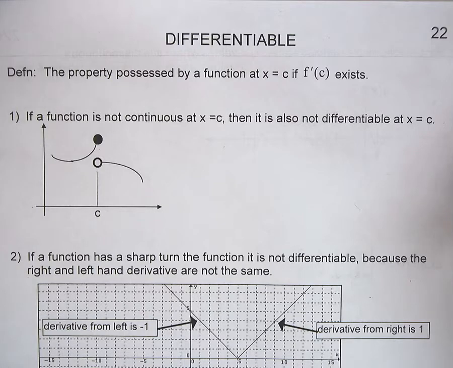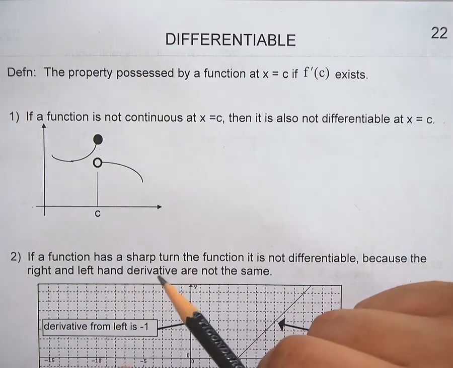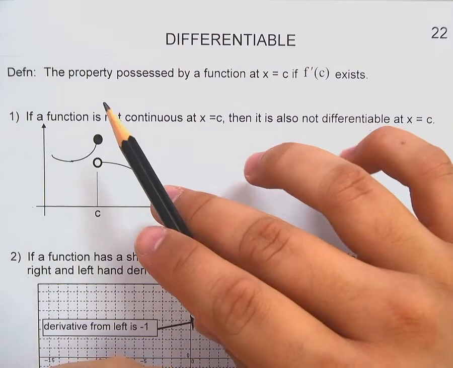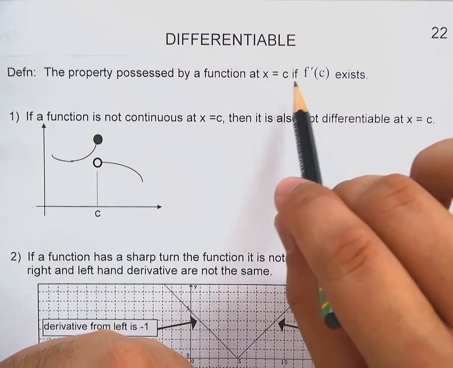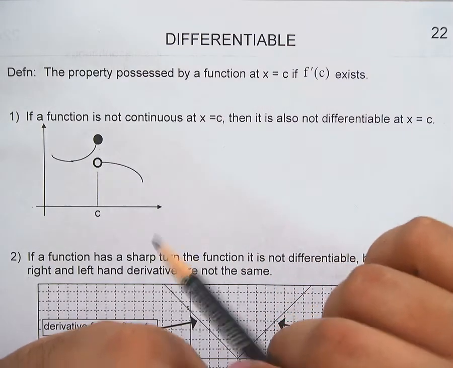Okay, so let's talk today about a dirty little D word of calculus, differentiable. Differentiable means that it has a derivative. If something is differentiable, it means that you can find the derivative of that thing. The proper definition of differentiable is the property possessed by a function at x equals c if f'(c) exists.